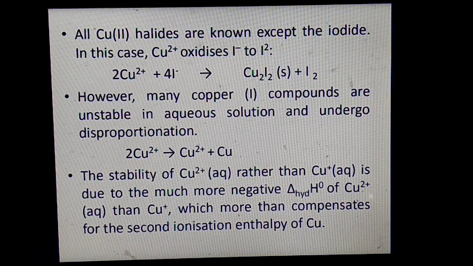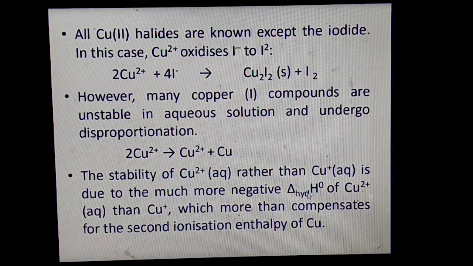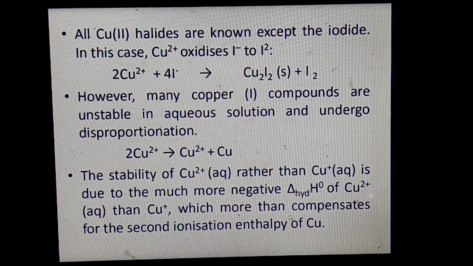The answer is number 1: much more negative ΔH hydration of Cu2+ than Cu+, which more than compensates for the second ionization enthalpy of copper. Copper first loses 1 electron to form Cu+. Again Cu+ loses 1 electron and forms Cu2+. And the negative ΔH hydration value of Cu2+ is more, which more than compensates for the second ionization enthalpy.